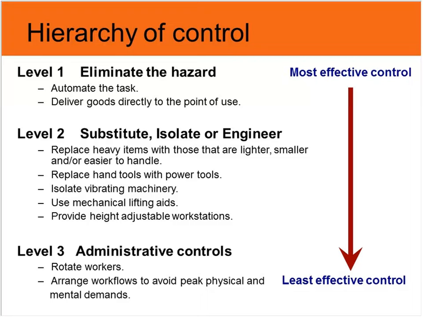So yes, the cost of controlling a risk can be taken into account, and it's part of determining what is reasonably practicable, but it can't be used as a reason for doing nothing. And the key thought there is whether the cost is grossly disproportionate to the risk. So yes, it can be considered, but it's certainly not an excuse for doing nothing.